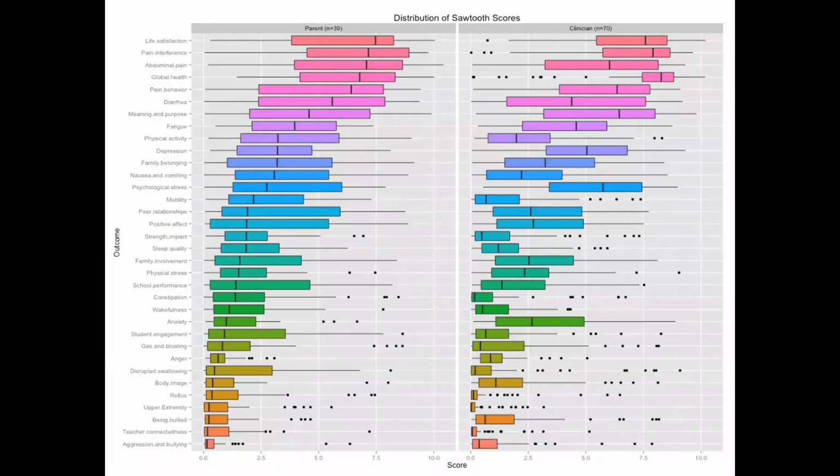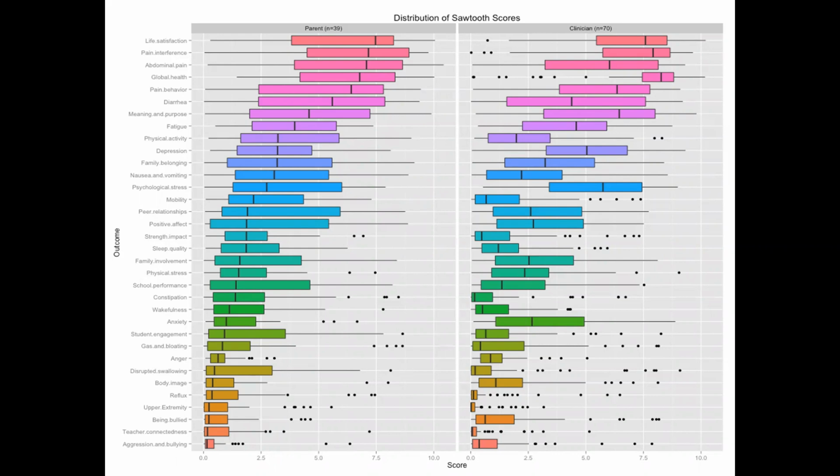So one of the things that we do when we start working with a new population of kids with, say, a particular disease is we try to figure out what are the outcomes of most importance. And on the left part of this chart, you're seeing the ranked outcomes from lowest to highest from the parent's perspective. And you're seeing the same outcomes ranked by clinicians.